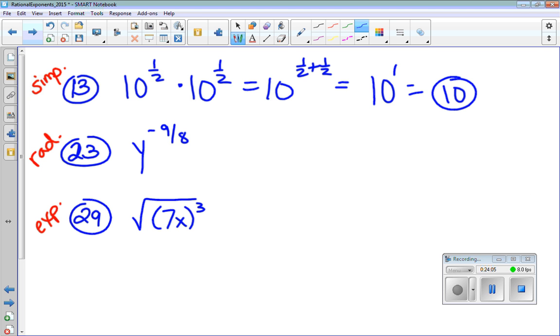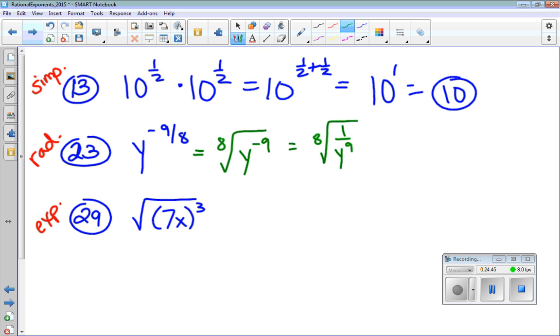All right, number 23 asked you to put it in radical form. How do I do that? What's my index of my radical going to be? Okay, 8. So I know that part. Now what? Y to the negative 9th, I agree. I don't like the negative. 1 over y to the 9th. Am I done? Come on, up top. That's awesome.